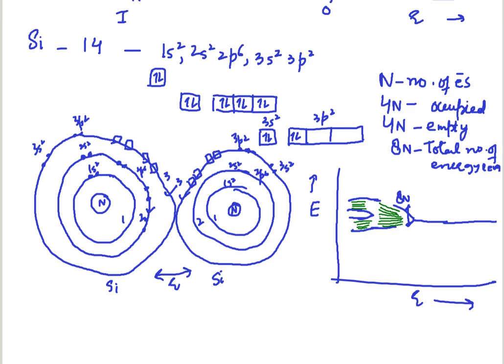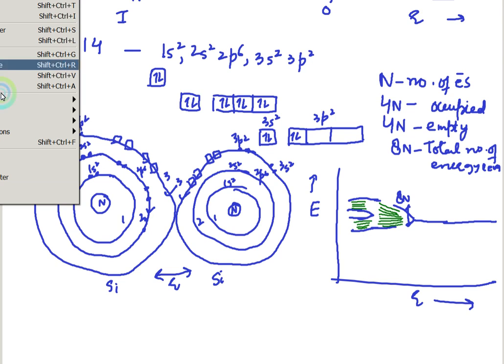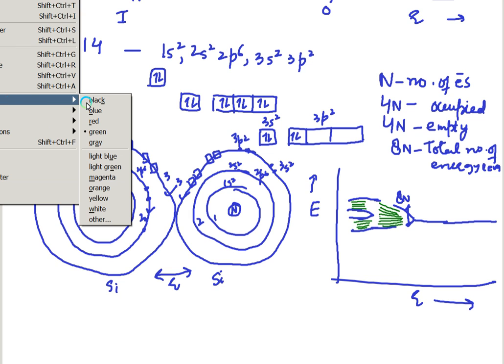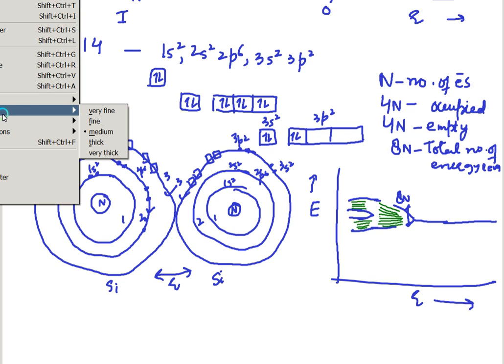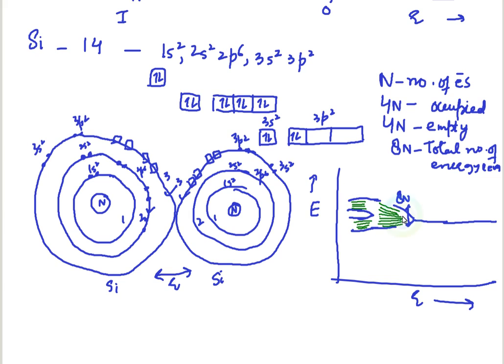Fine. So, what we rubbed, we fix it back like this. Okay, so these are 8n, and the lower levels here are 4n and the top levels are 4n. The lower levels are 4n filled levels and the upper levels are 4n empty levels.